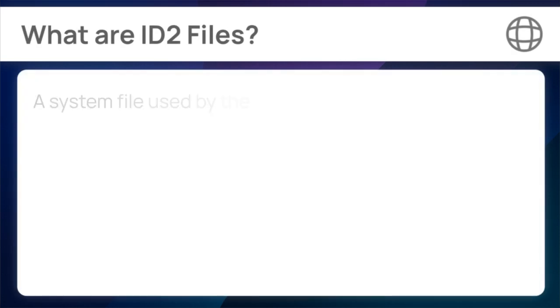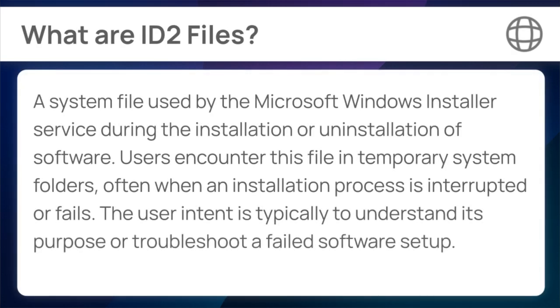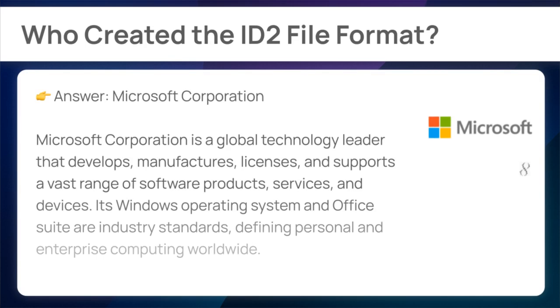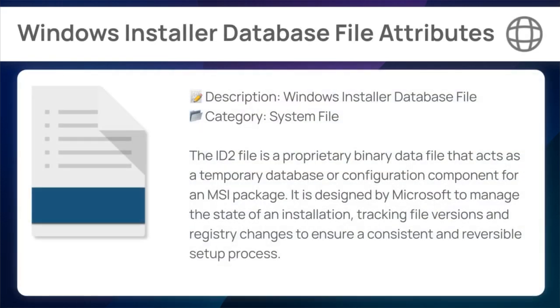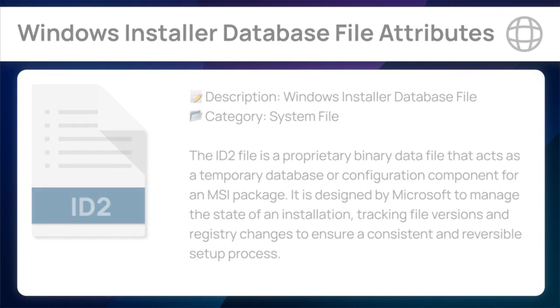A system file used by the Microsoft Windows Installer Service during the installation or uninstallation of software. Users encounter this file in temporary system folders, often when an installation process is interrupted or fails. The user intent is typically to understand its purpose or troubleshoot a failed software setup. The ID2 file is a proprietary binary data file that acts as a temporary database or configuration component for an MSI package. It is designed by Microsoft to manage the state of an installation, tracking file versions and registry changes to ensure a consistent and reversible setup process.